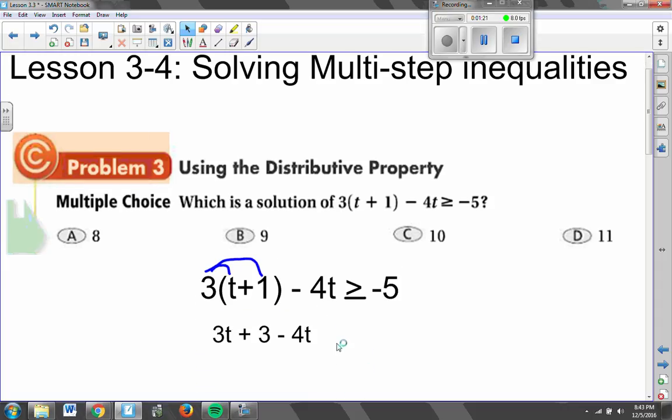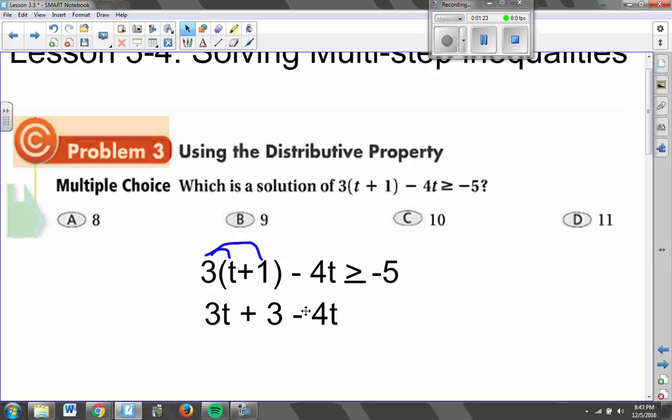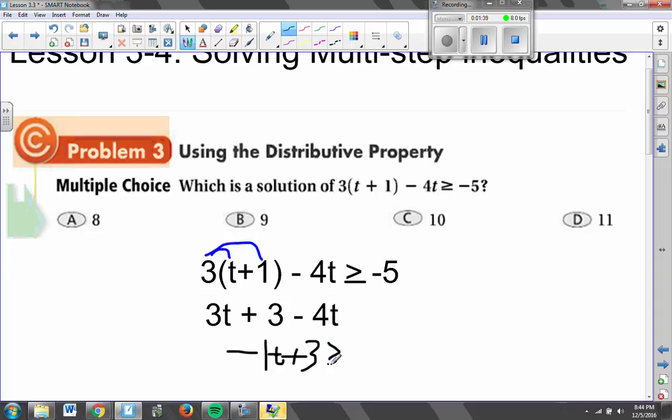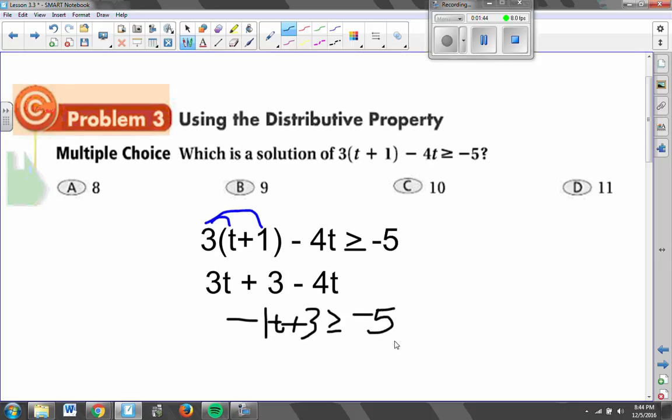Okay. Now the nice thing here is that I have two pieces that are essentially the same. 3t and minus 4t I can put together. I can combine those like terms because they both have a t and end up with negative 1t plus 3 is greater than or equal to negative 5. And now I can solve for t. Now I can get t all by itself. First thing I do is subtract 3 from both sides. I end up with negative 1t is greater than or equal to negative 8.